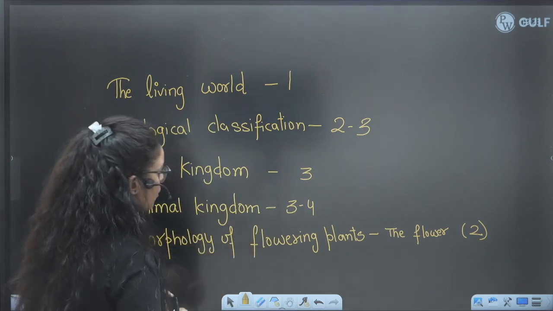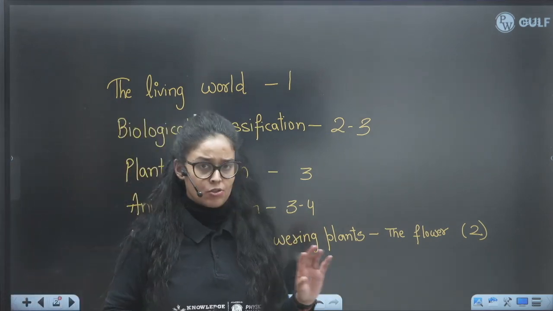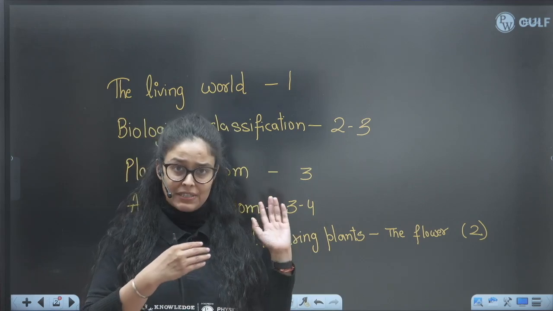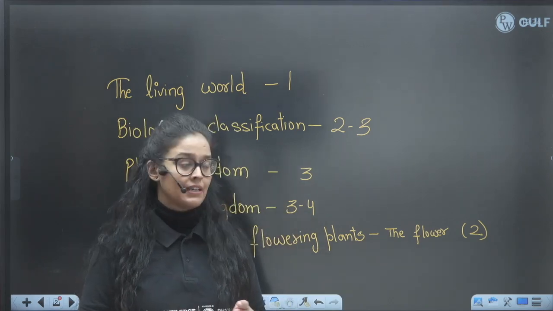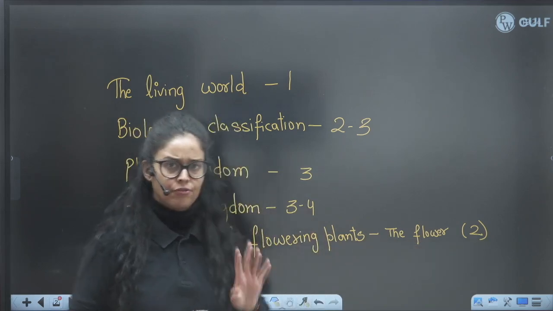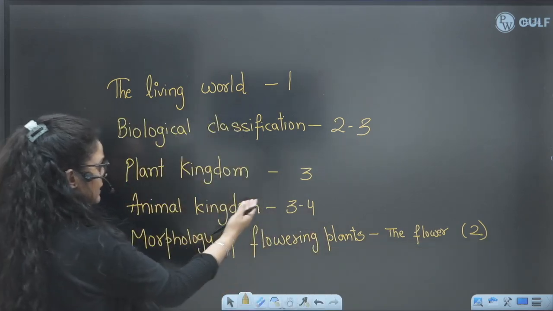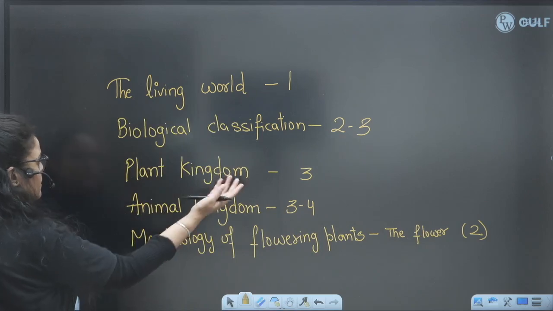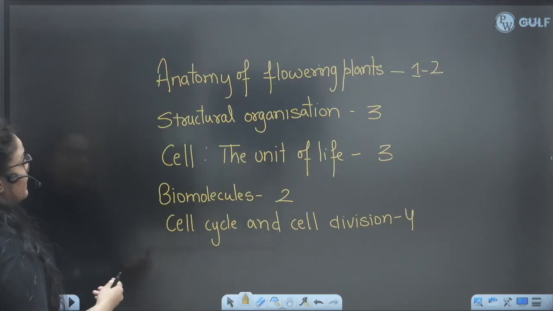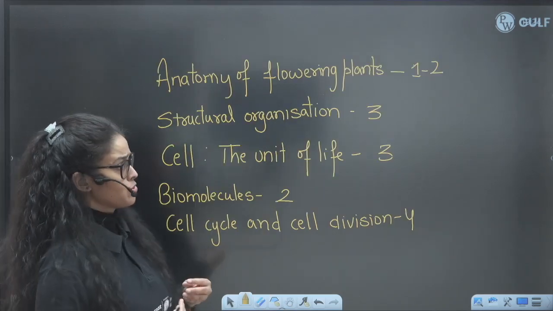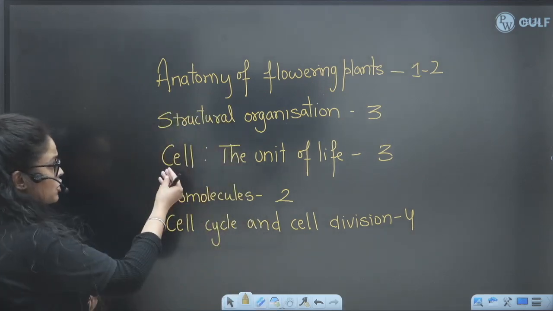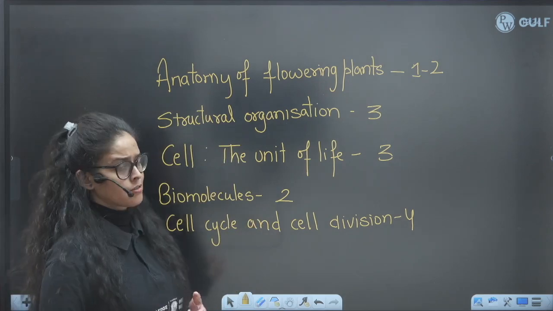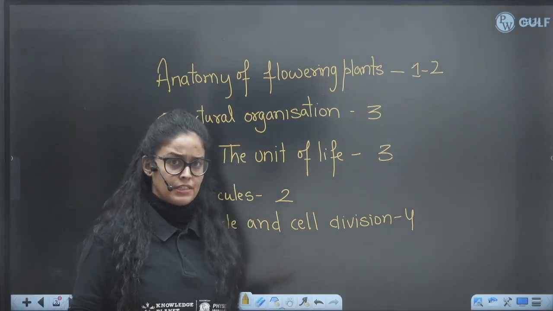When we talk about morphology of flowering plants, the flower is super important, because if you see the past year questions, they have asked many questions from the flower, and you can expect 2 questions from this chapter. From the animal kingdom, 3 to 4 questions. Plant kingdom, 2 to 3 questions. Next, anatomy of flowering plants, you expect 1 to 2 questions from this chapter. Structural organization, you expect 3 questions from this chapter.